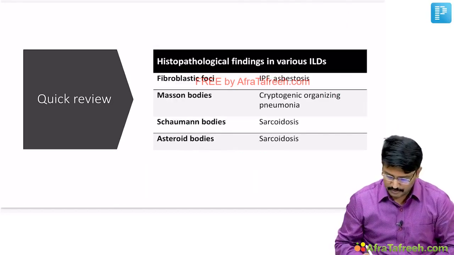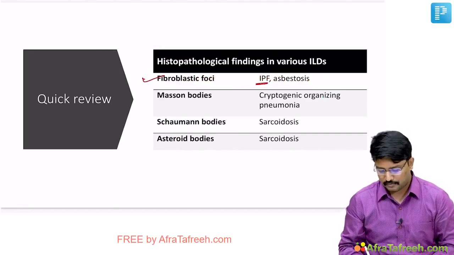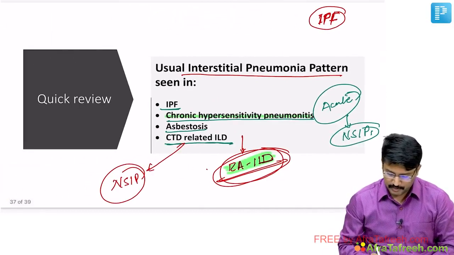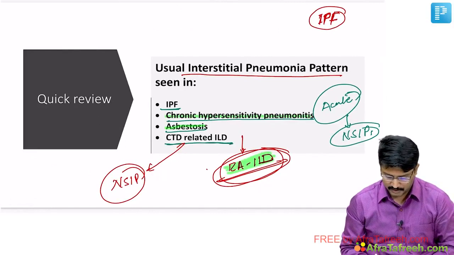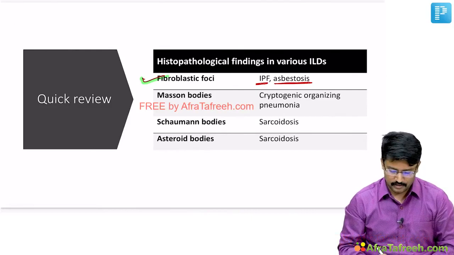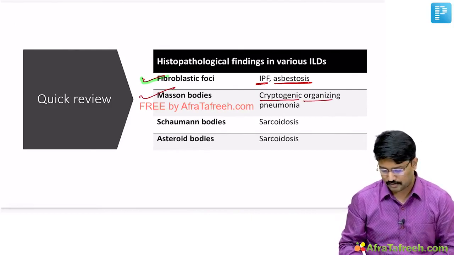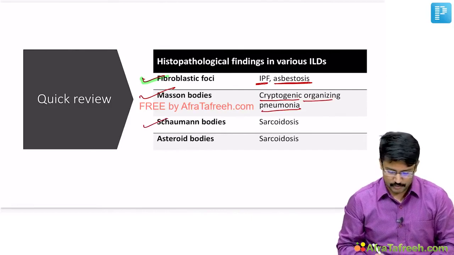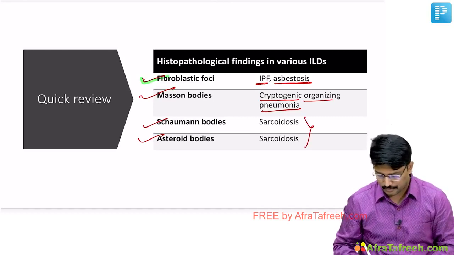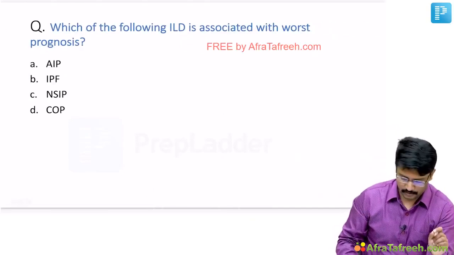The next quick review slide. Fibroblastic foci we typically see in patients with IPF and asbestosis. Just going back to the previous slide, UIP pattern we see in patients with asbestosis. That's why we are seeing fibroblastic foci. Masson bodies, I just spoke about that. We see them in cryptogenic organizing pneumonia. Schaumann bodies and asteroid bodies, I will discuss them in detail when I cover sarcoidosis, but we see them in patients with sarcoidosis.